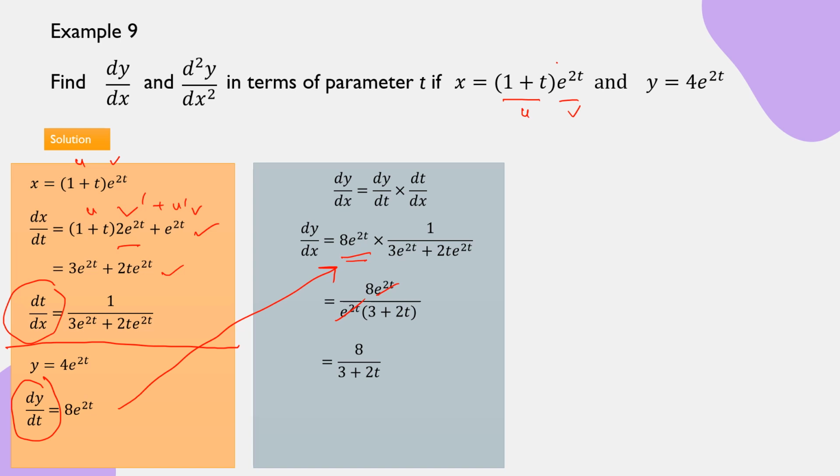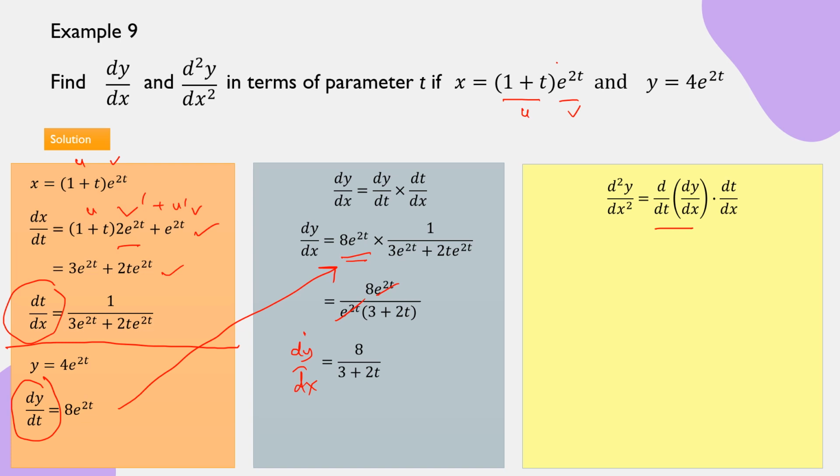This is dy/dx. Next, to find the second derivative, we differentiate dy/dx again with respect to t.